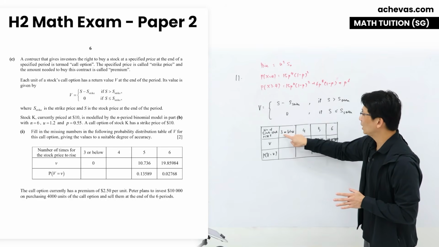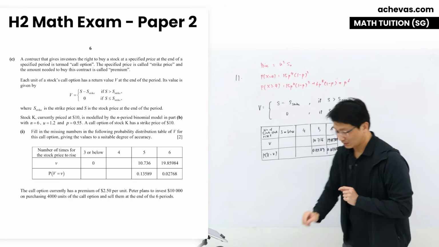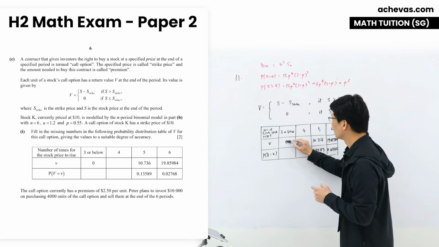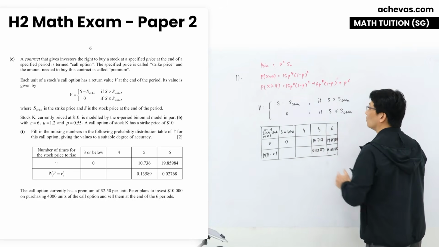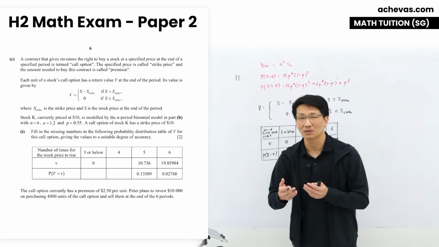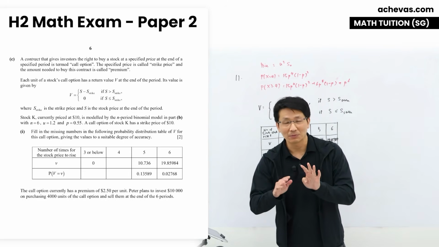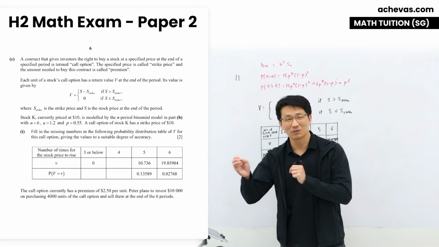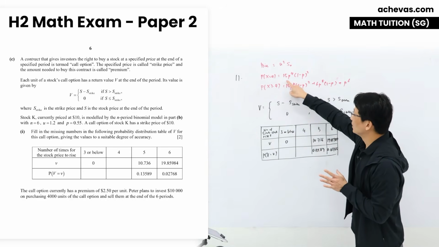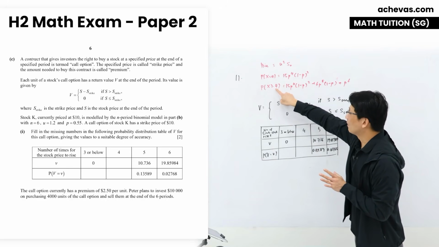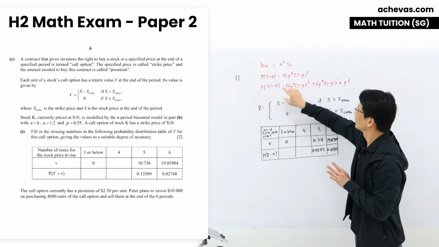If it's 3 or below, we know that this will always be equal to 0. This is also given by the question as 0. So the value is nothing. And if it's 4 and above, we already discussed in the previous part. As long as there are 4 ups, or 5 ups or 6 ups, your final result for the stock price will definitely be more than the original one. And the probability for 4 up, 5, 6 is given by this.